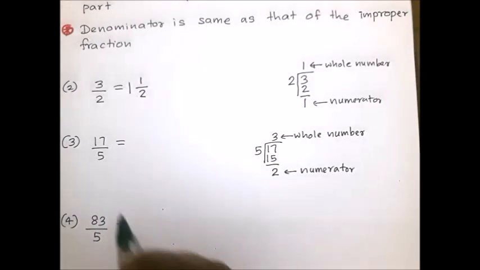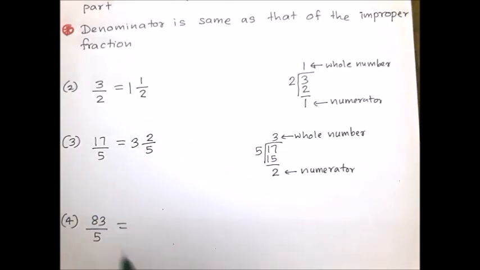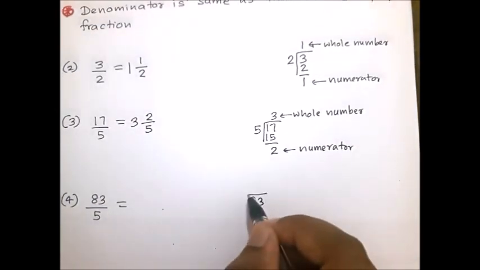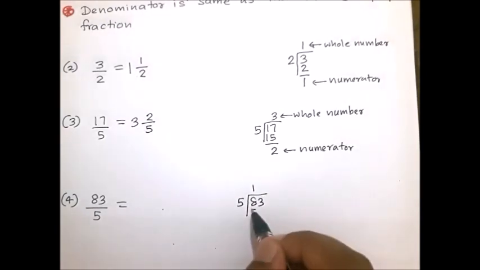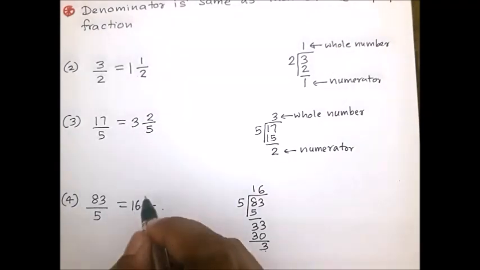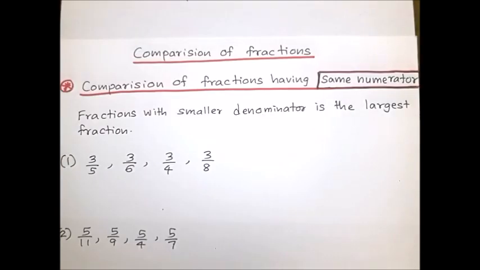Now you can write answer 3 and 2 over 5. Look at the last example. 83 divided by 5. 5 times 1, 5. Remaining 3 and take 3 here, 33. 5 times 6, 30 and remaining 3. Here 16 is the whole number. And this remainder take as numerator and write this denominator. This is the answer, 16 and 3 over 5.